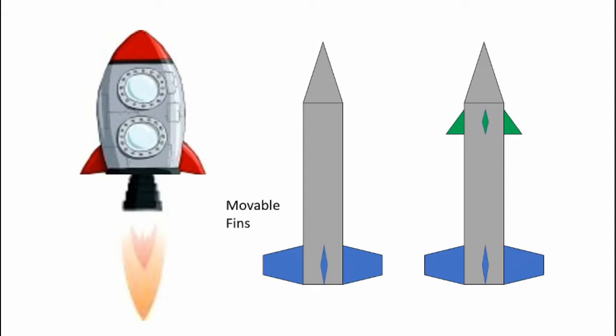Two other techniques require aerodynamic forces. First, you can move the fins to change the direction of the rocket. Or you can add movable canards at the front of the rocket, and those canards move and change the direction of the rocket. Now, both of these aerodynamic techniques require atmosphere; they do not work in the vacuum of space.